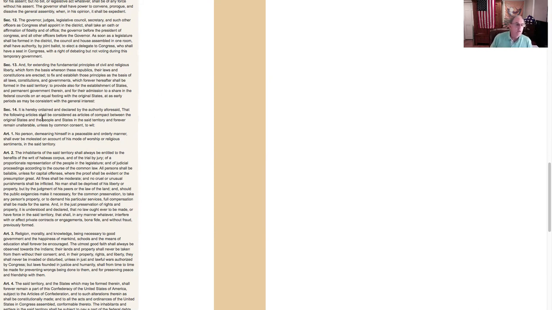So this is the compact between the people in the states, the original states, to admit other groups of people that want to form states and be part of the club. This is what you have to do. Article 1, this is what you have to do to extend the fundamental principles of civil and religious liberty, which is the basis of everything. First, no person demeaning himself in a peaceable and orderly manner shall ever be molested on account of his mode of worship or religious sentiments in the territory. The very first thing is religious liberty.